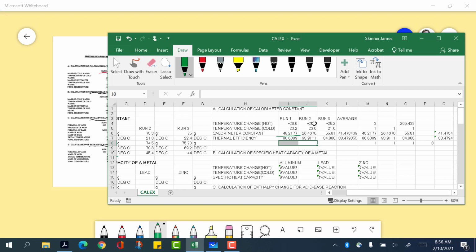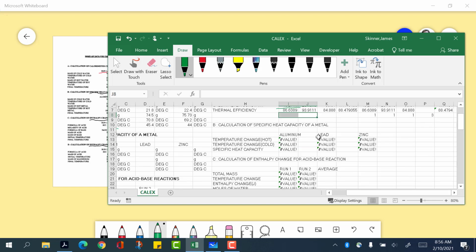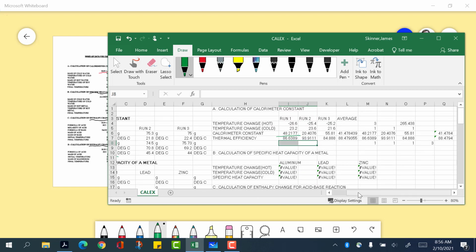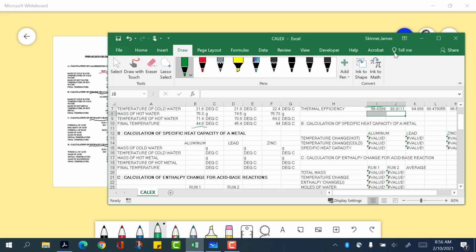As a reminder, they have you record the temperature every 15 seconds until you get a stable temperature, mixing it the same way each time to reach that final stable temperature. So they take that average calorimeter constant, and then that gets used in the rest of the lab. With that, you can find the specific heat capacity of a metal, and the 2 metals they use are aluminum and zinc.